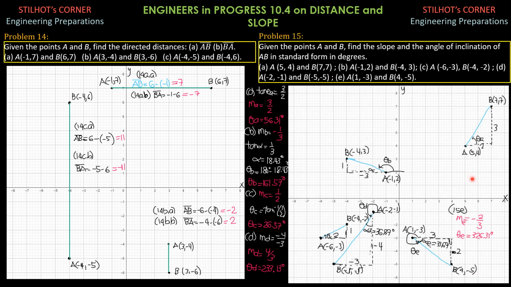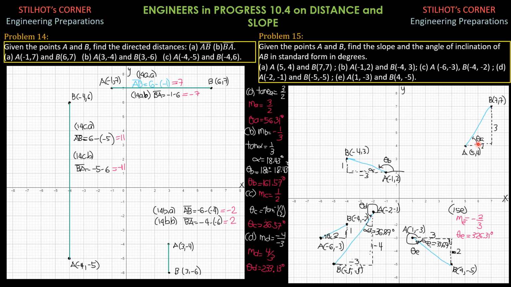That's problem 15. So A is (5, 4), and B is (7, 7). So that direction is rightward and upward, so the distances would all be positive. This is 2, because it's the x coordinate of B, 7, minus the x coordinate of A, 5. This is positive 3, because AB is the y coordinate of B, 7, minus the y coordinate of A, 4. So 7 minus 4 is 3.